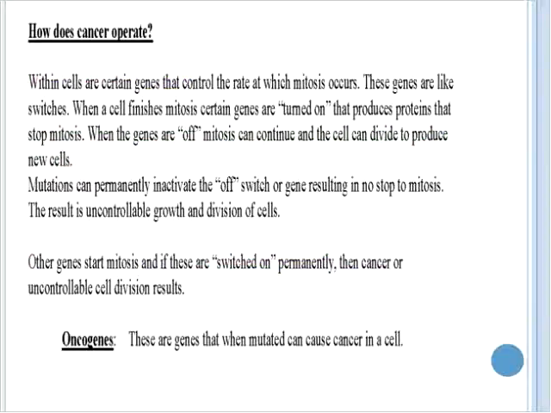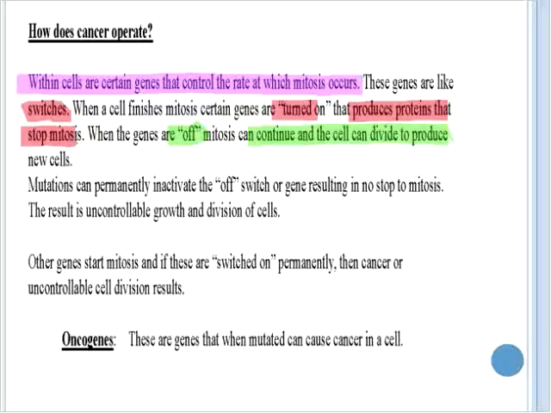Cancer operates because within cells are certain genes that control the rate at which mitosis occurs. These genes operate like switches. When a cell finishes mitosis, certain genes are turned on. These genes produce proteins that stop mitosis. When these genes in turn are turned off, mitosis will continue and the cell can divide to produce new cells.